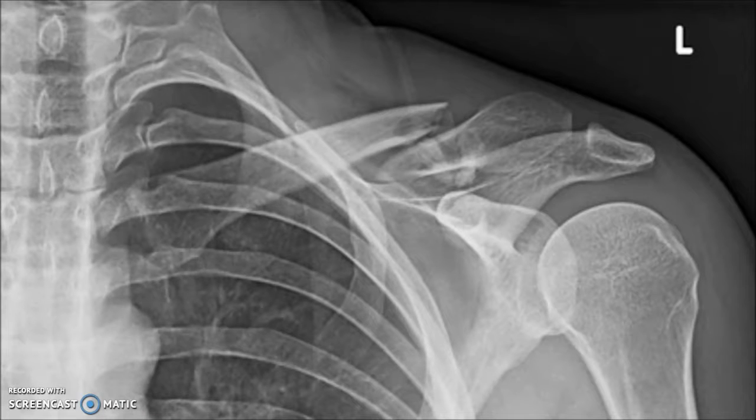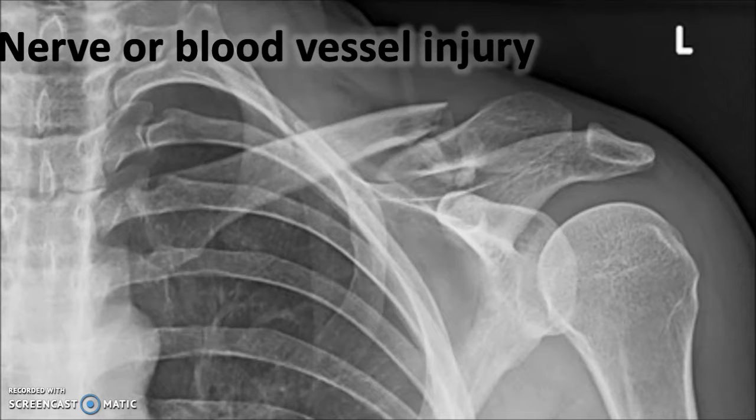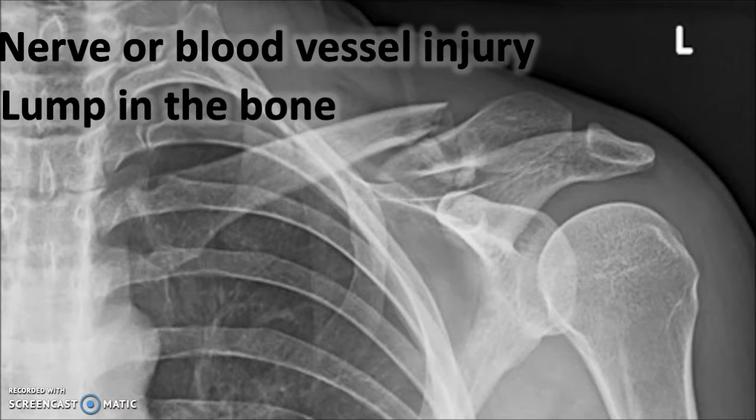The jagged ends of a fractured clavicle may injure nearby nerves and blood vessels. There may be a lump in the bone as part of the healing process where the bone knits together, and because the clavicle is so superficial, that is, close to the surface of the body, it is quite obvious.